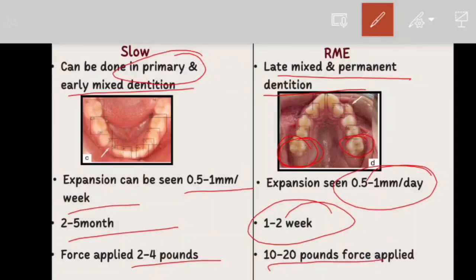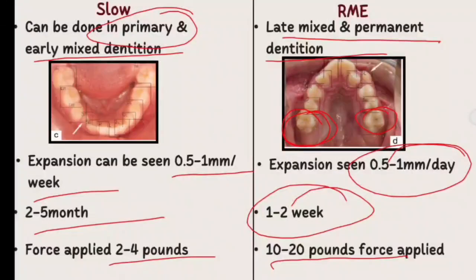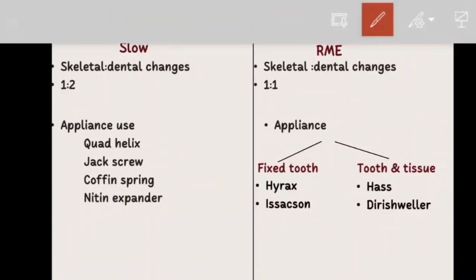Okay. So which one is faster? That is rapid maxillary expansion. Here you see some changes, that is skeletal and dental changes. In slow expansion the skeletal to dental ratio is 1 to 2, while in rapid maxillary expansion the skeletal plus dental changes are in a ratio of 1 to 1. So what appliances do we use in slow expansion?